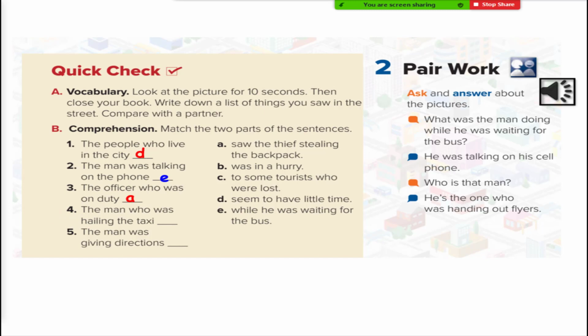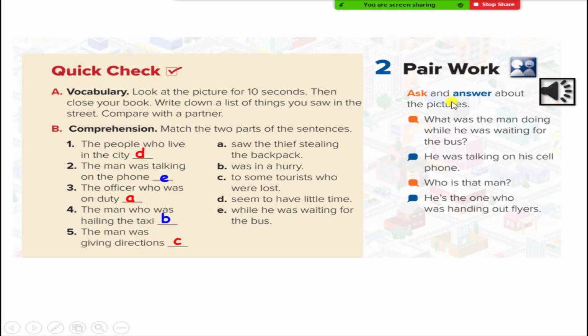It's A. Number four. Okay, Saud. Number four, the man who was hailing the taxi was in a hurry. Yes, was in a hurry. Thank you, Saud, of course. And last one, the man was giving directions, the last one here, C, to some tourists who were lost.